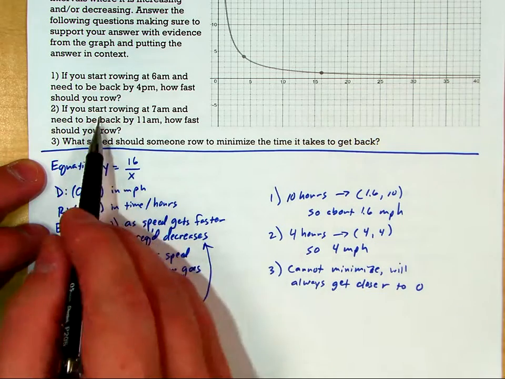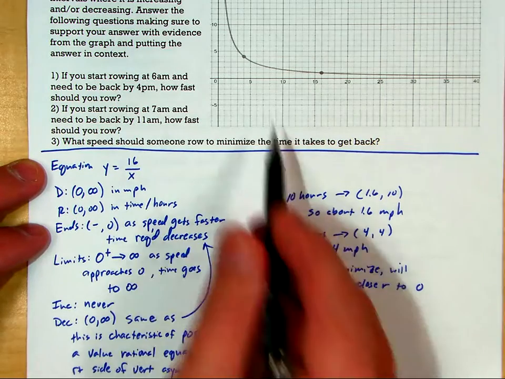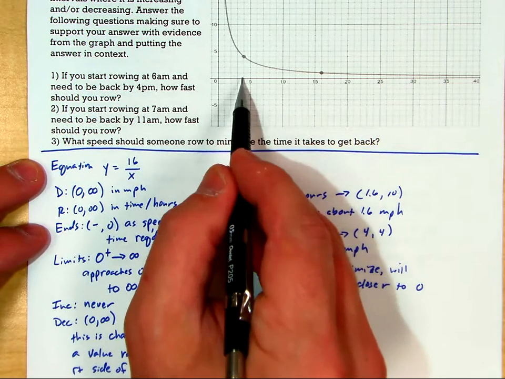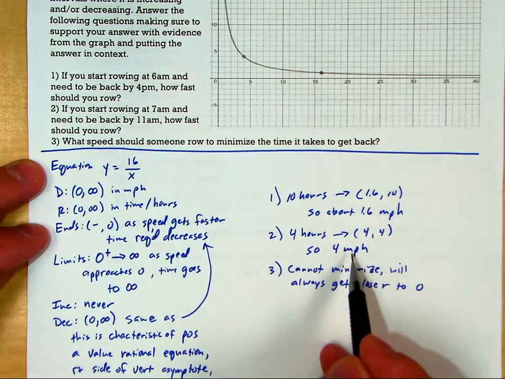So for number 2, 7 to 11 is 4 hours. Where's 4 hours in time? It's right there. That means I need to go 4 miles per hour.